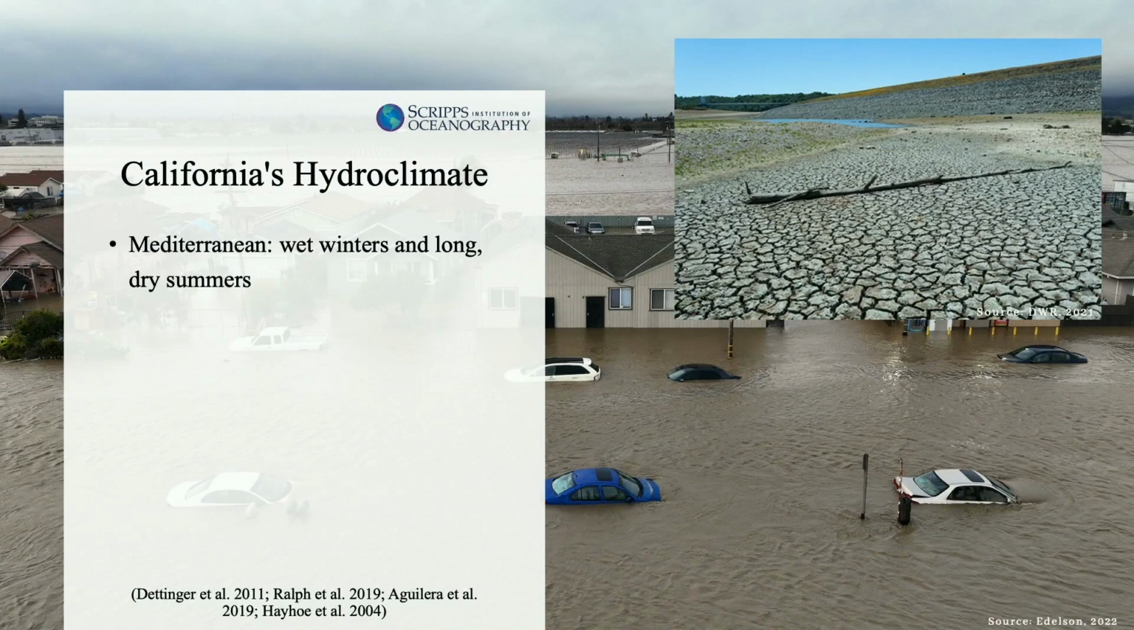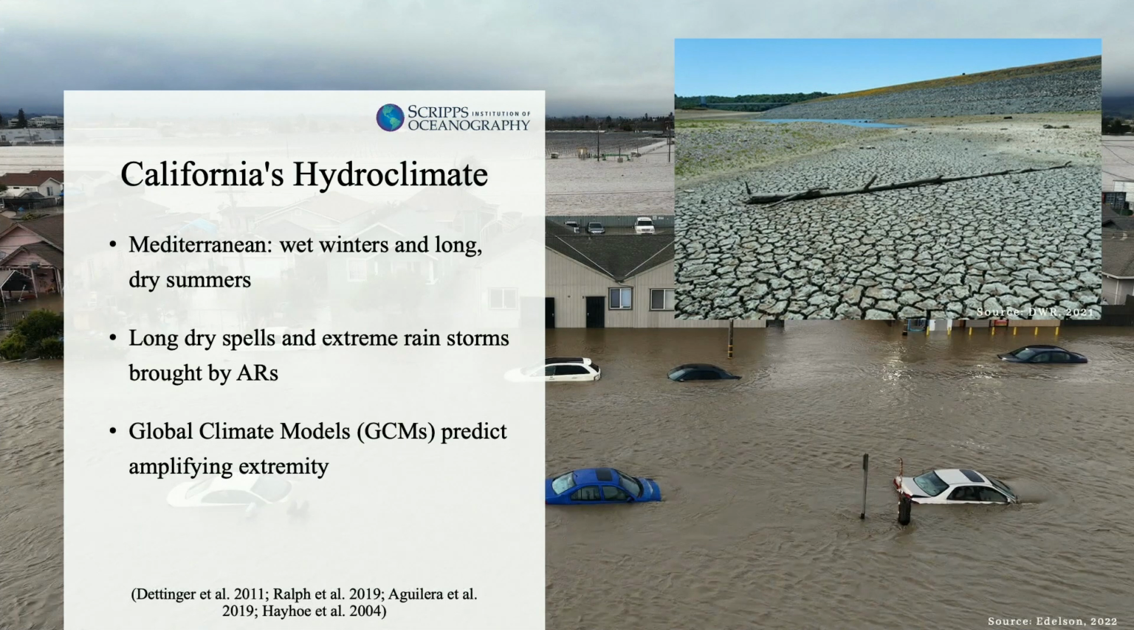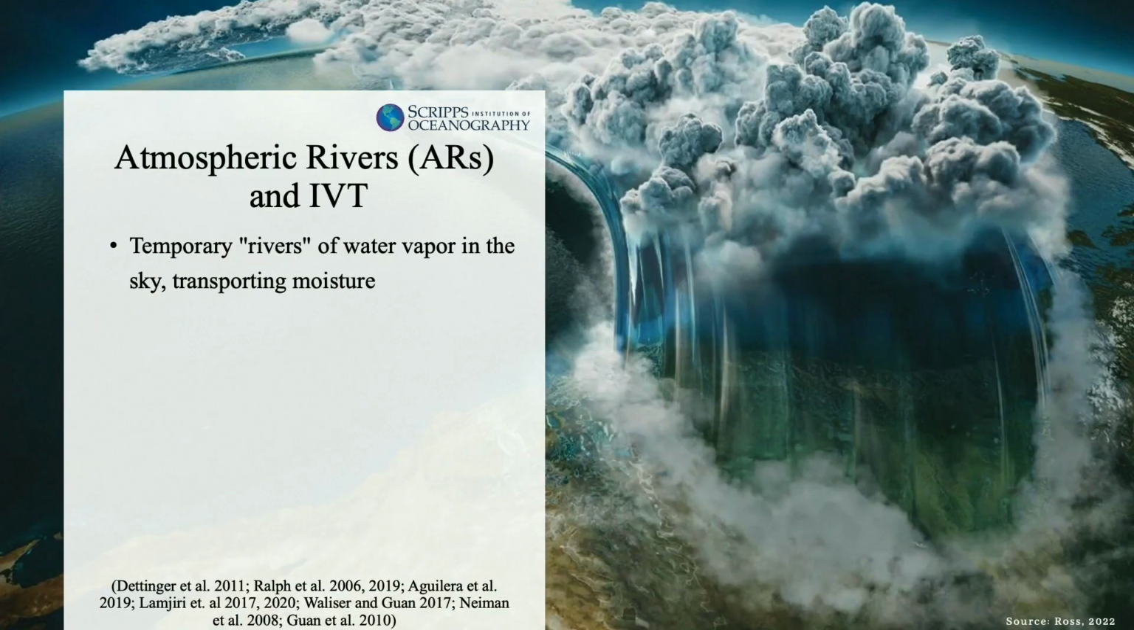So putting this into the context of California, California has a Mediterranean climate, meaning that we have wet winters and typically long, dry summers. And this means that we have long dry spells during which pollutants are able to build up on land, and then these are punctuated by rainstorms that are able to carry these pollutants into the coastal waterways. Also, to consider this through the lens of climate change, global climate models predict that this polarization will be amplified, that we will have longer drought conditions followed by more extreme precipitation conditions.